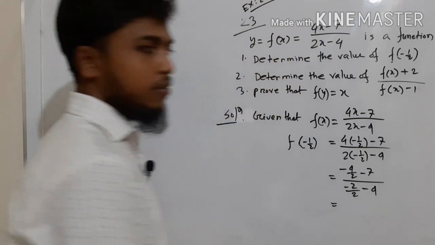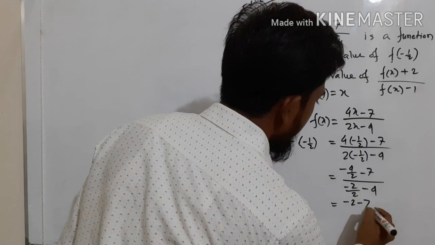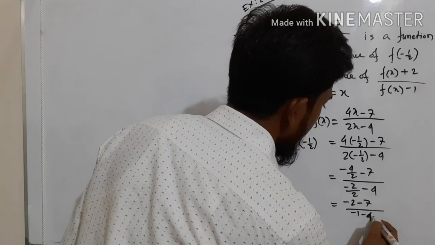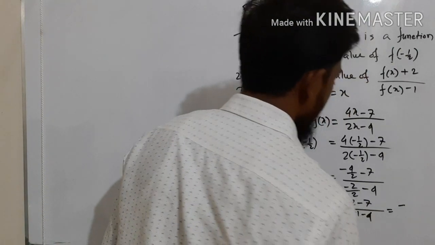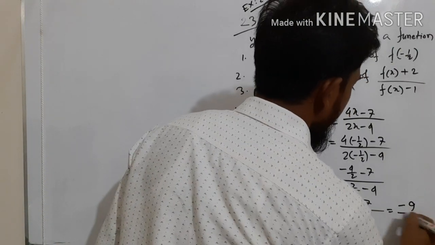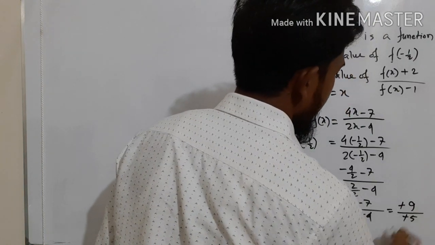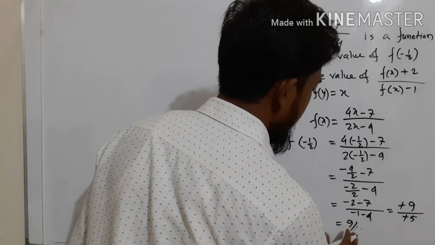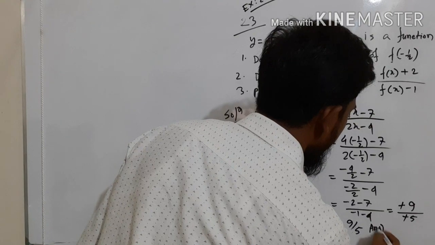So we can write minus 2 minus 7 divided by minus 1 minus 4. So this equal to minus 9 divided by minus 5. So minus and minus cancel. So we can write 9 by 5. This is our answer.